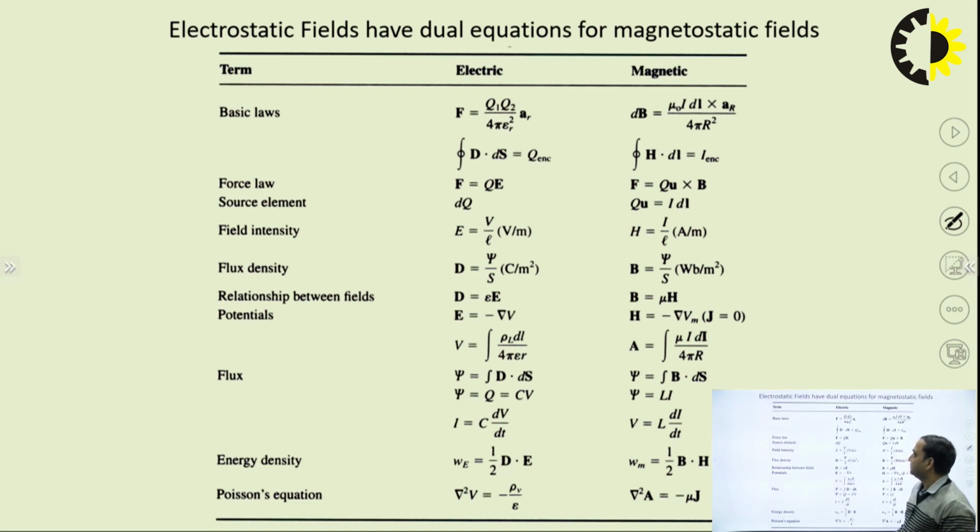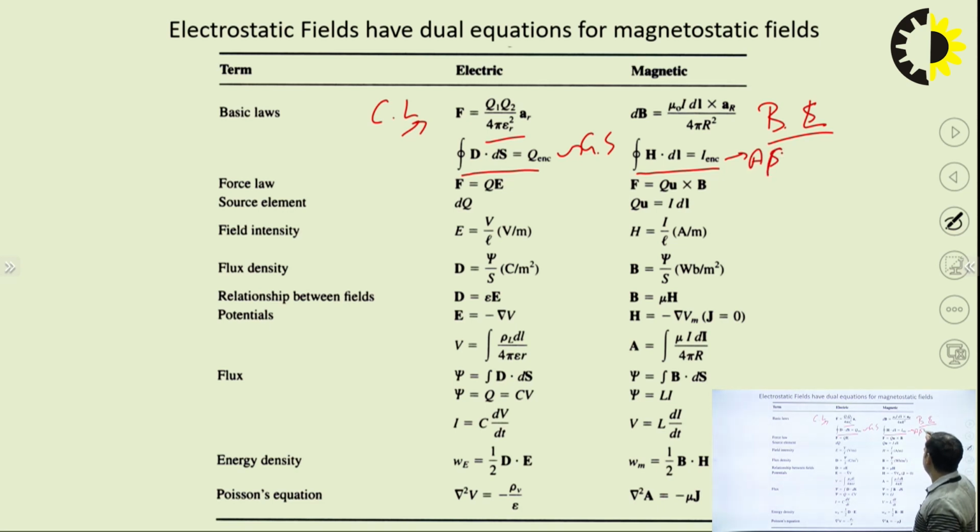The electrostatic field has a dual equation for the magnetostatic field. For the basic laws, in the electric field we have Coulomb's law, and the analogy in the magnetic field is the Biot-Savart law. Then we have Gauss's law, D dot dS equals Q enclosed, and Ampere's law, H dot dl equals I enclosed. For Gauss's law we have the Gaussian surface, and for Ampere's law we have the Amperian path.